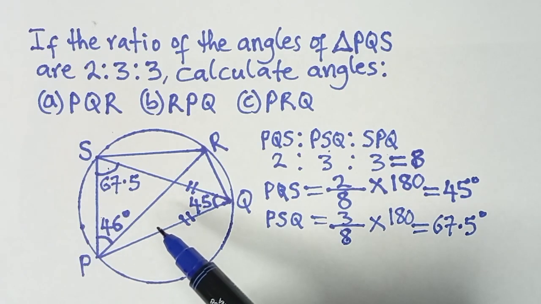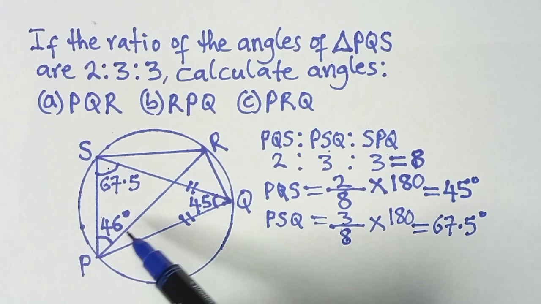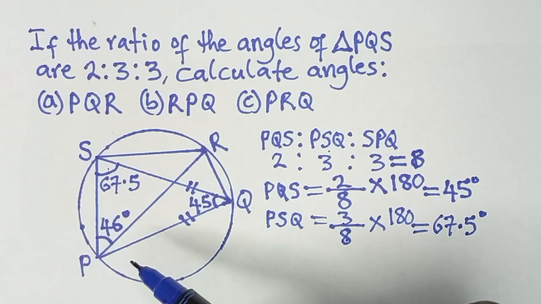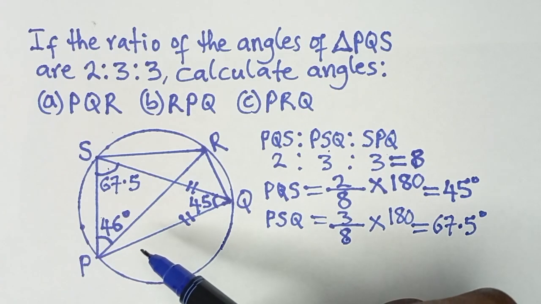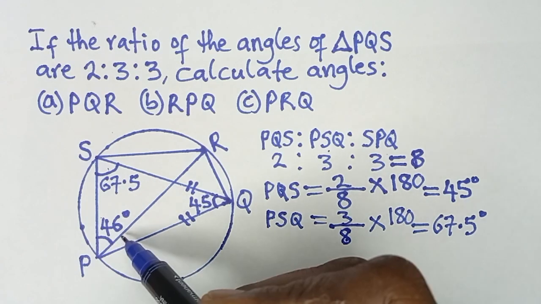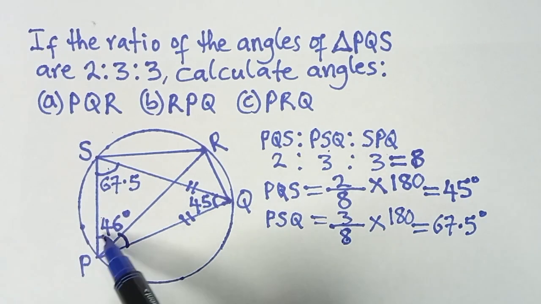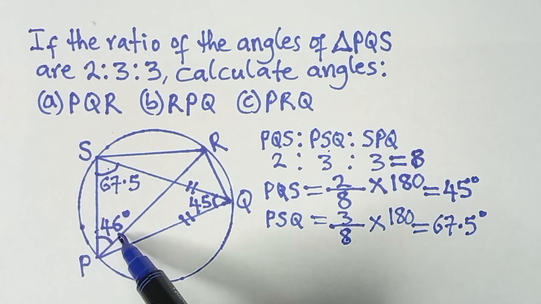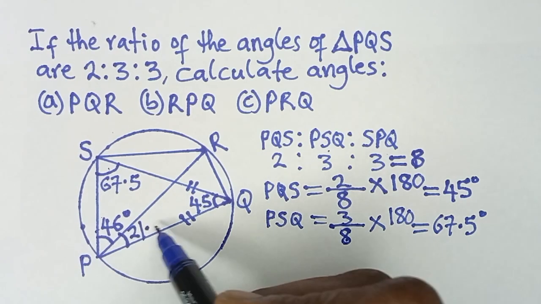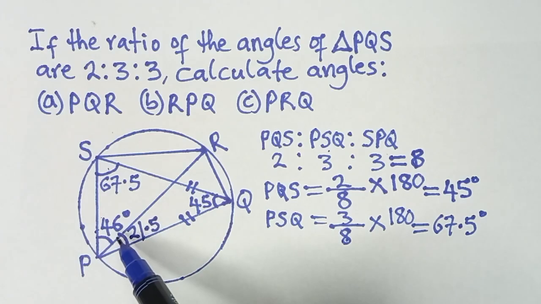So that means for us to get this other smaller part, because the whole of this angle is 67.5, we are going to say 67.5 minus 46 is going to give us the remaining part of this angle. Don't forget, everything here is supposed to be 67.5 because the two base angles are equal. So if this is 46, to get this remaining one, we say 67.5 minus 46, and that will give us 21.5. So that means this angle is 21.5.